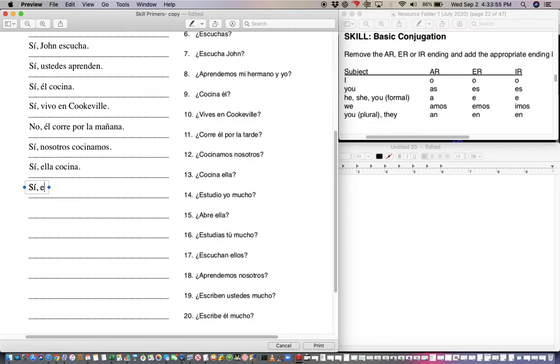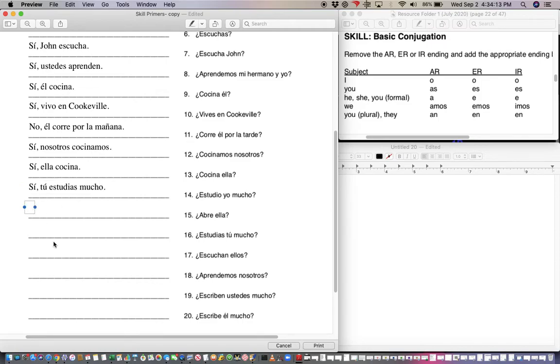Yes, you study a lot. Estudiar. Take off the AR. AS for yes, you study. I can say tú in there. I can say the word for you if I want. But estudias is already clear. So yes, you study mucho.